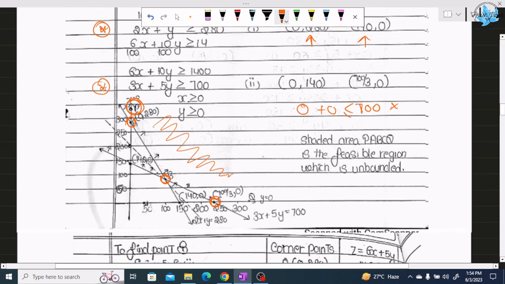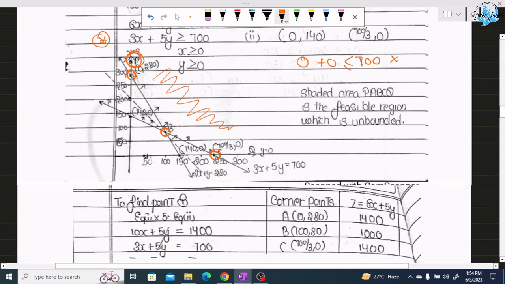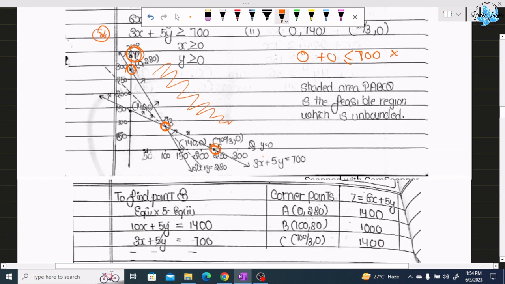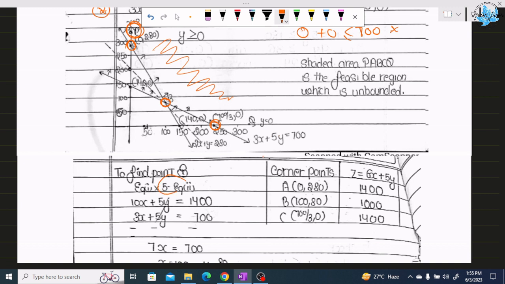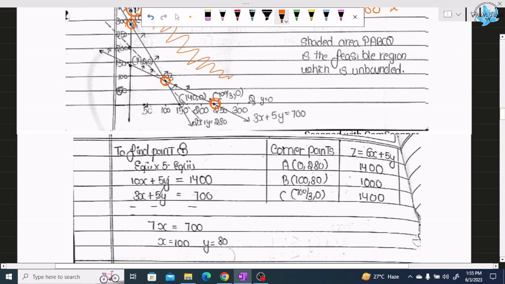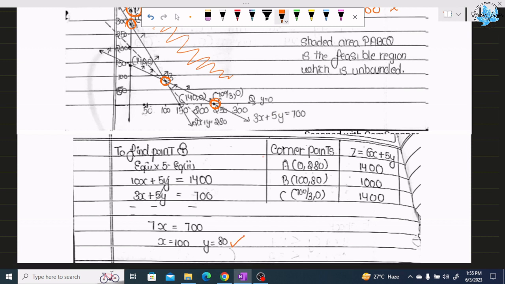So first find the corner points. To find the corner point, you will consider equation 1 and equation 2. For equation 1 and equation 2, what I have done is I have multiplied the second equation by 5 so that I can cancel out the 5. After that you will get x to be 100 and y to be 80. So you get B, that is the intersecting point, as 100 comma 80.